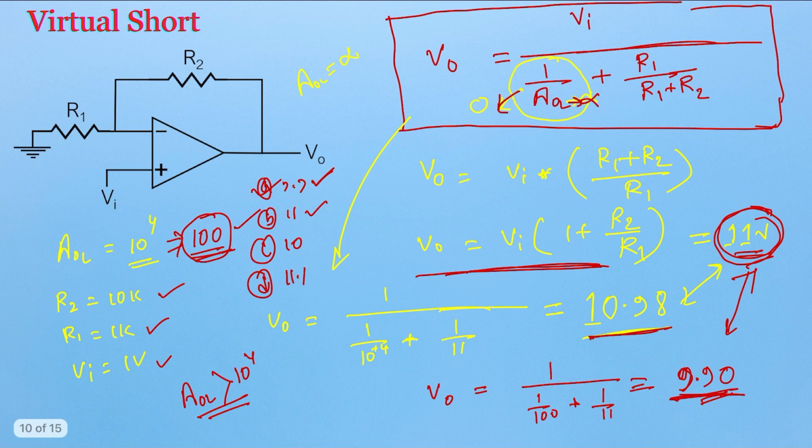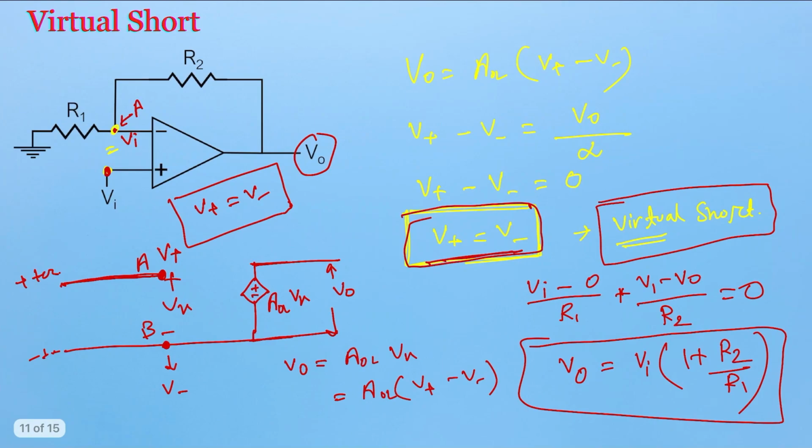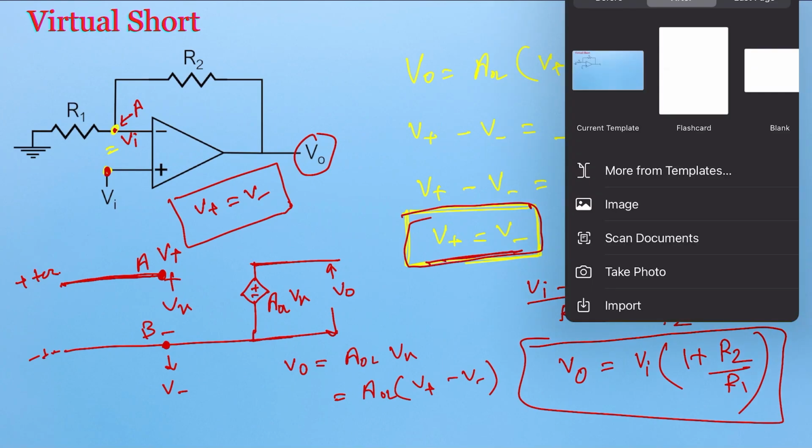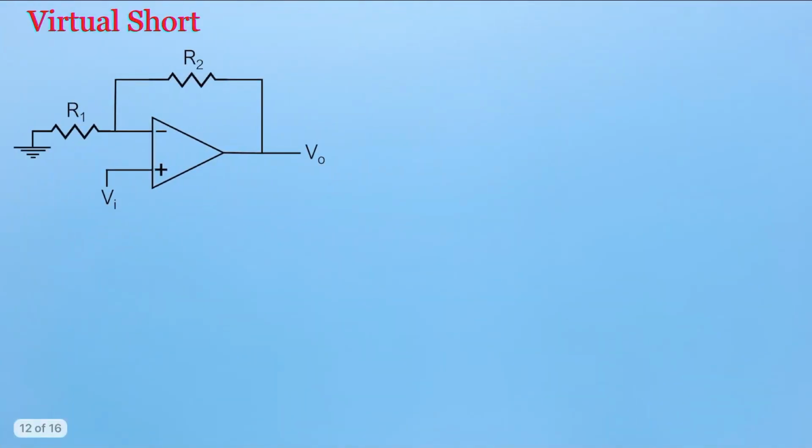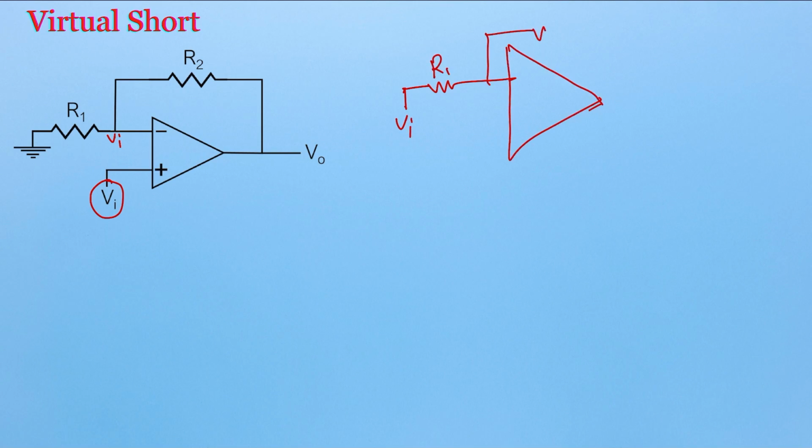Now, what is virtual ground? Now I will tell you what is virtual ground. In some problems you will get a circuit like this, where this is VI, this is R1, this is R2, this is minus and plus, and this is ground, and this is the output voltage.